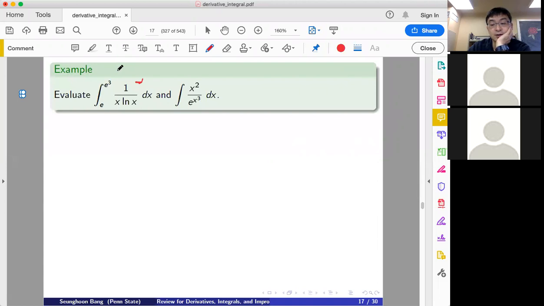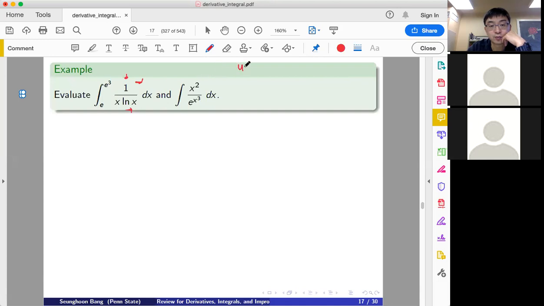Partial fraction is used for polynomial over polynomial things. In this case, one is a polynomial, but ln of x is not a polynomial, so we cannot use partial fractions. So do you have any idea for solving the integral of 1 over x times ln of x? The same: you have to use u substitution.